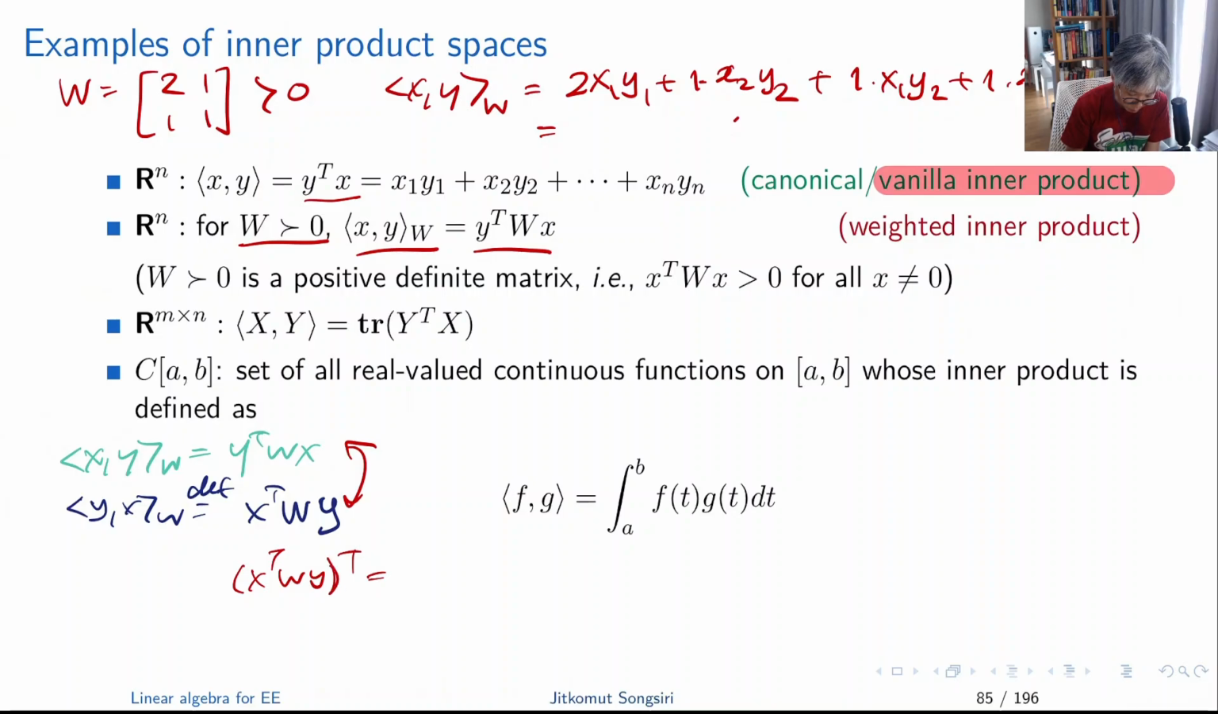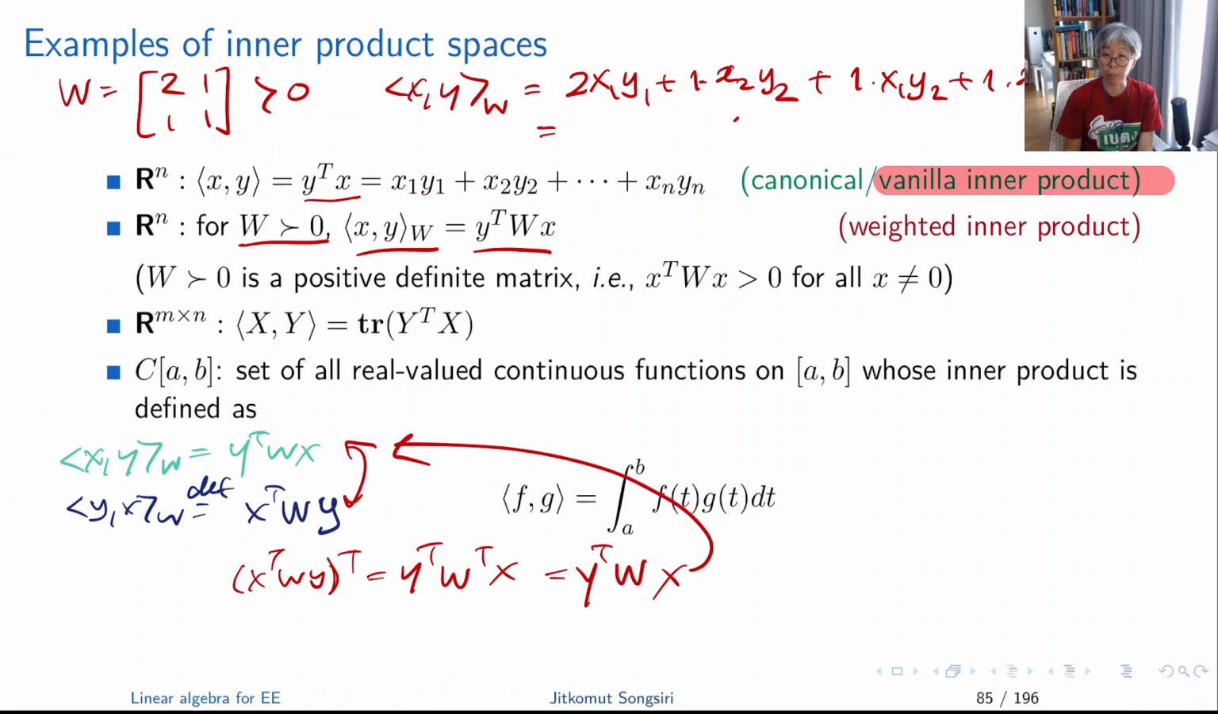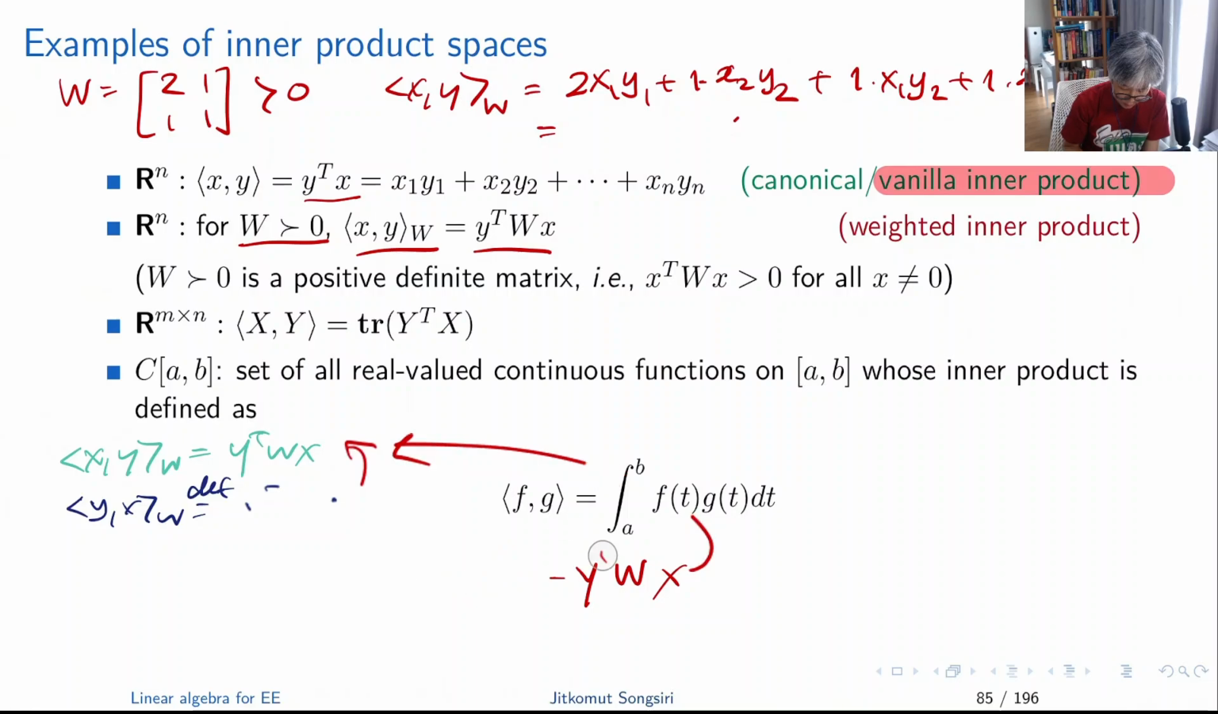But after you transpose it, it is Y transpose W transpose X. But my W is a positive definite matrix, so I can assume that it is symmetric, right? So as you can see, it has the symmetric property. The linear property is very clear as well.